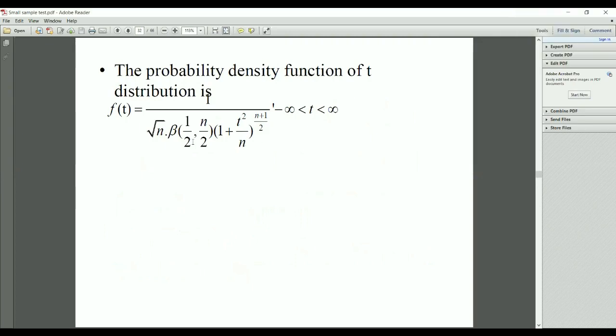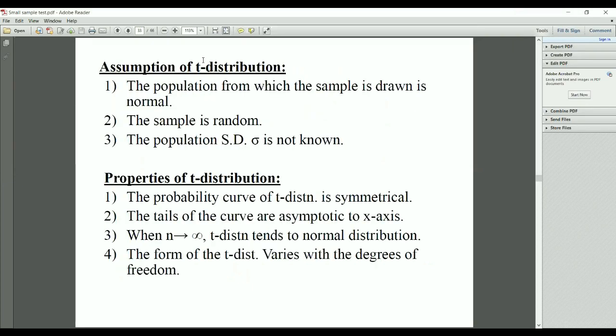So I think this t distribution is not there for you. The assumptions of the t distribution: the population from which the sample is drawn is normal, the sample is randomly selected, and the population standard deviation sigma is not known. So we have to calculate that from the sample.